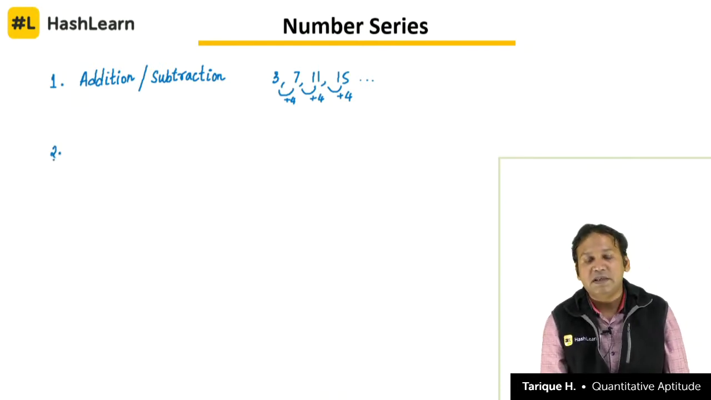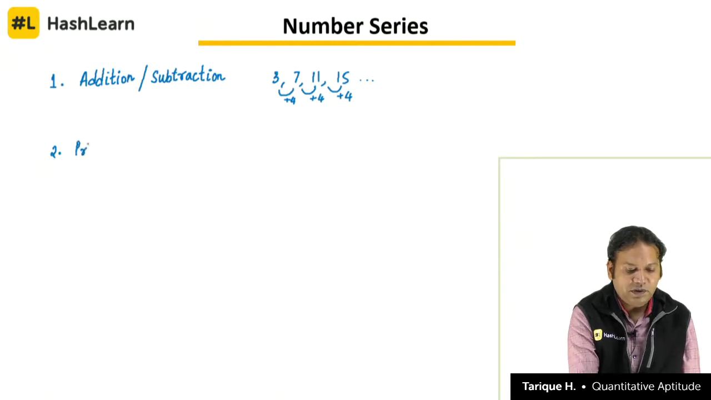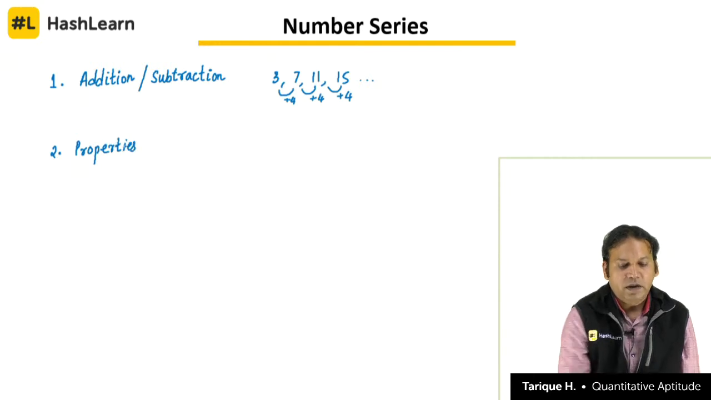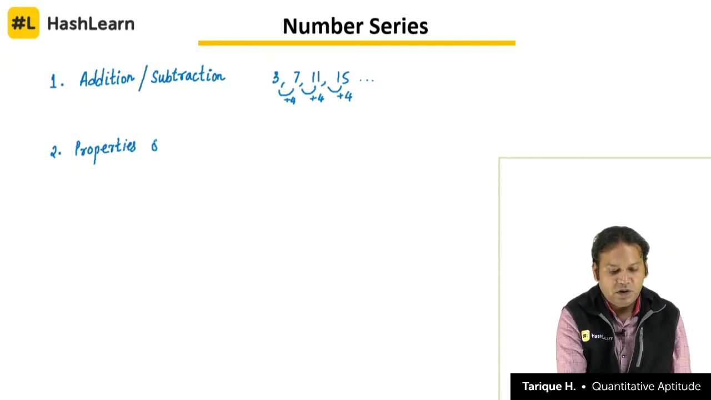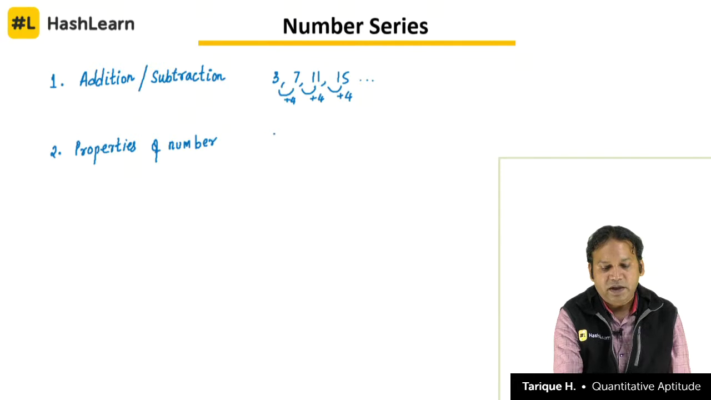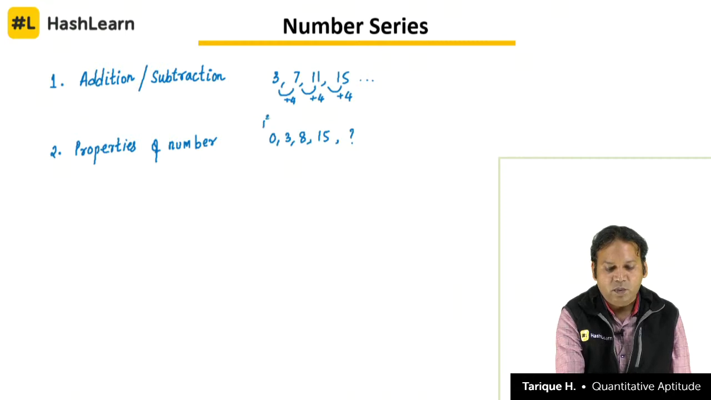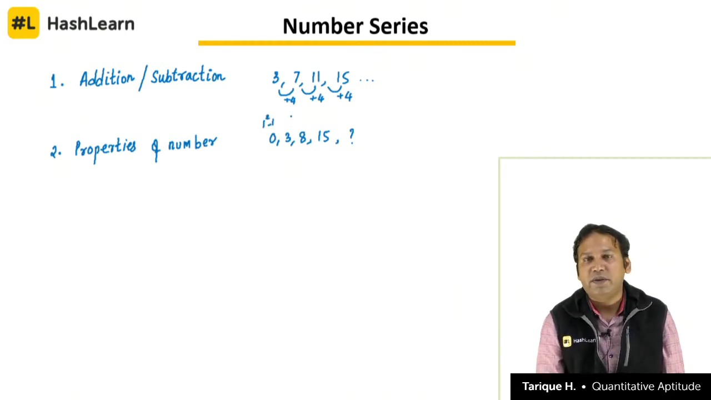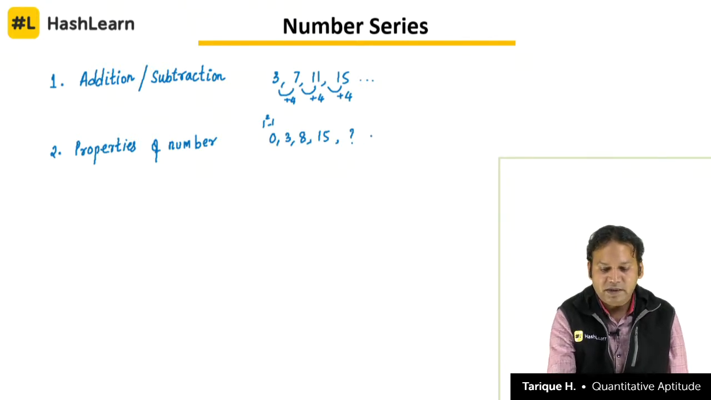The second type of question is based on properties of numbers. So using addition and subtraction, but also using properties of numbers. Properties of numbers can be the underlying concept behind a question. For example, 0, 3, 8, 15, what will be the next number? You will say this is a series based on square minus 1: 1 square minus 1, 2 square minus 1, 3 square minus 1, 4 square minus 1. The next number will be 5 square minus 1, which is 24.